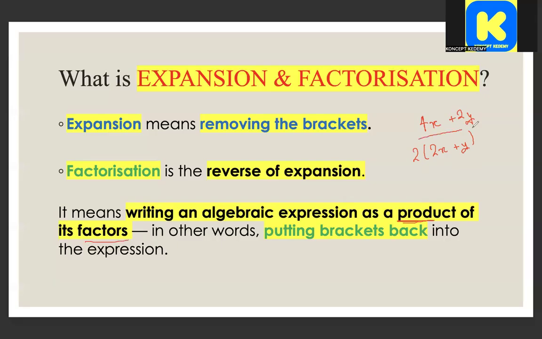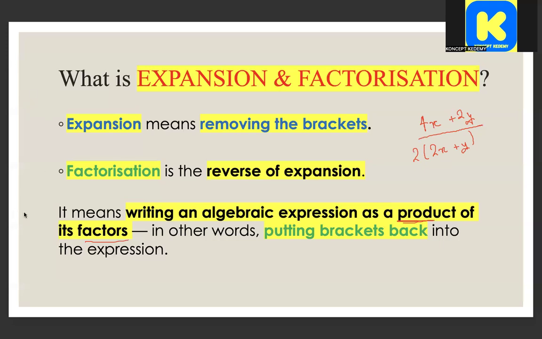So 4x plus 2y was an algebraic expression, and it still is, and 2 and 2x plus y are the two factors of this expression. Now I've placed a bracket and I'm writing it in such a way where I have to use the bracket. This is called factorization. And if I do the reverse of it, that means we are going to do the expansion. So let's see how we can do the expansion.